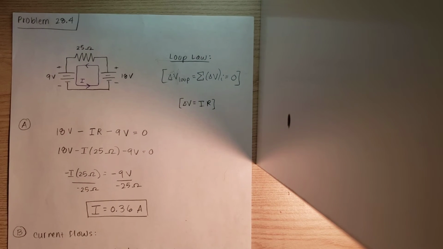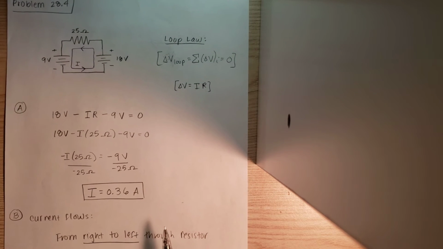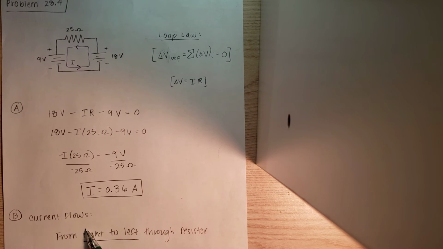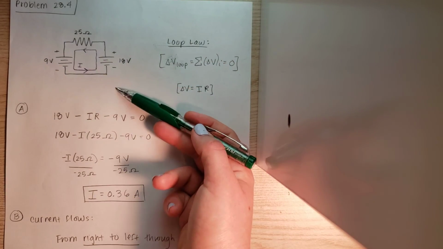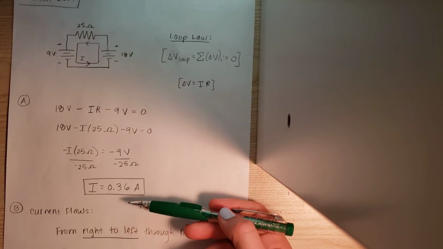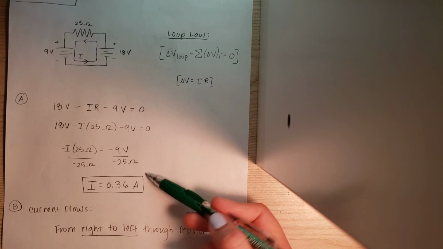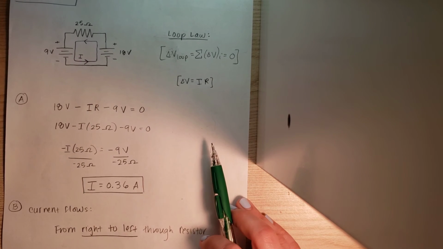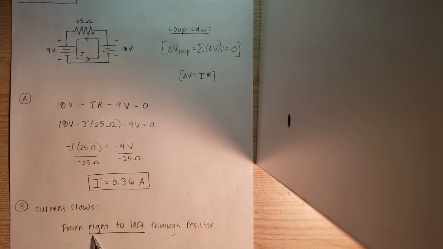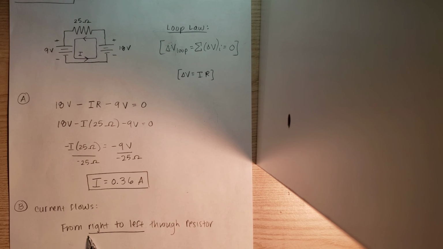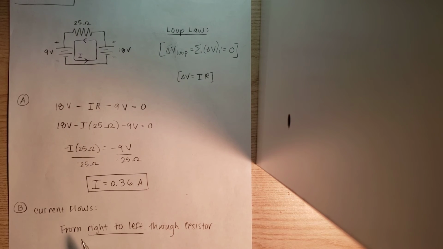And then for part B, they want us to determine what direction the current actually flows. Since we got a positive number here, we know that we were correct in our direction of flow. If this was negative, then we would know that the current's flowing in the opposite direction. So for part B, the current flows from right to left through the resistor.